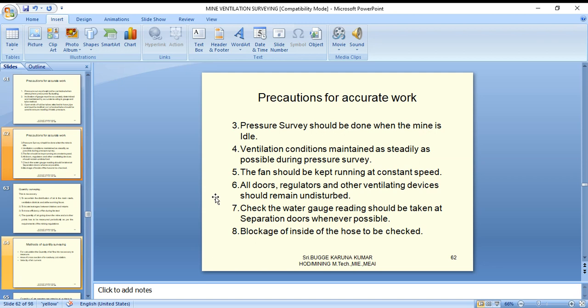All doors, regulators, and other ventilation devices should remain undisturbed. Check water gauge readings, which should be taken at separation doors whenever possible. Blockage inside the hose is to be checked.